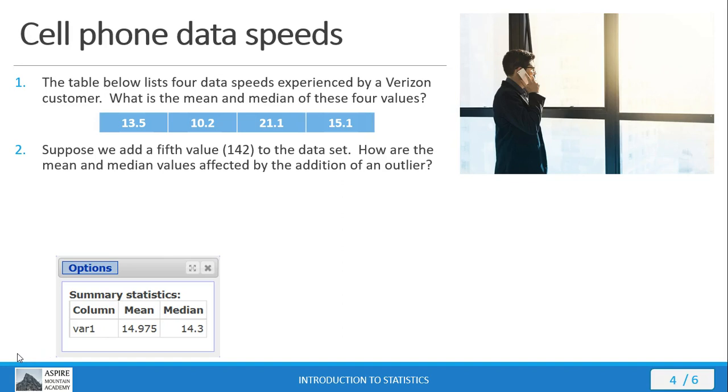Go back into StatCrunch, add the extra data point, and recalculate your mean and median values. Again, I'll wait right here for you until you get back.